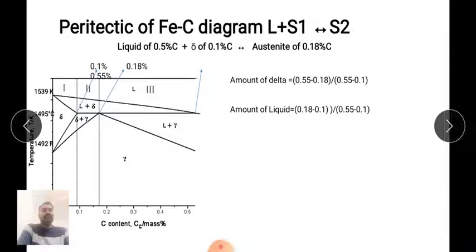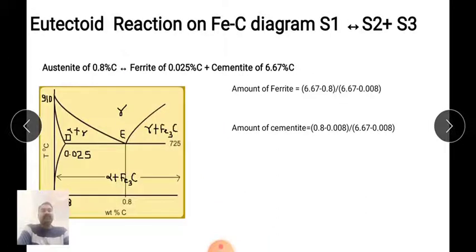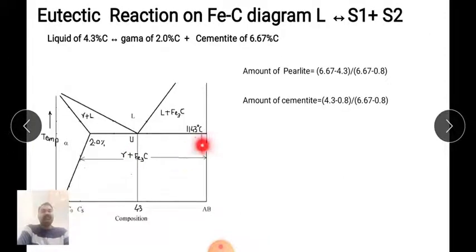Okay, so in that case we will have to calculate the micro constituent, or what we can say the amount of delta ferrite and the amount of liquid. Likewise you will have to write down. Suppose the question may be asked, suppose you are interested to write down the eutectic reaction. In that case you will have to draw this diagram, the eutectic reaction in this diagram.